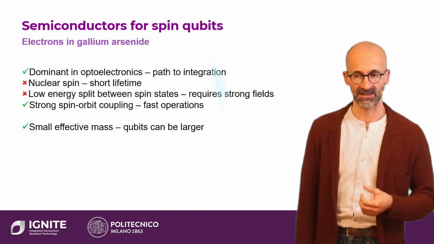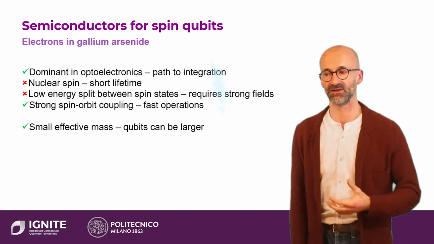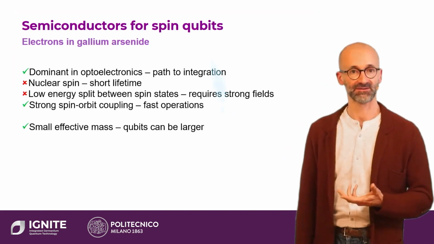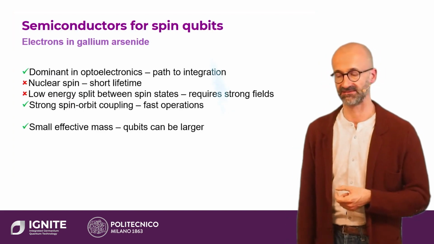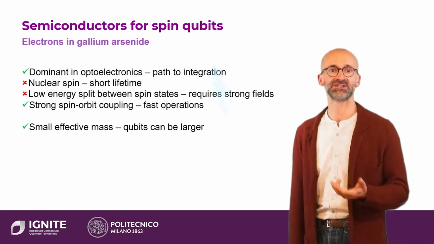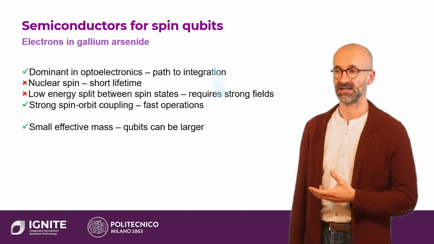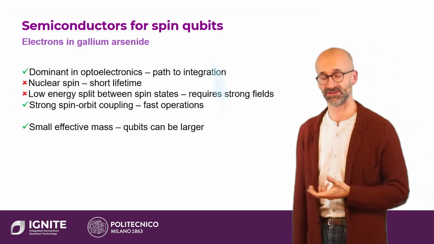However, both gallium and arsenic have nuclear spin, and this means that the hyperfine splitting causes the lifetime of spins of electrons to be very short because there is this random varying magnetic field effectively in the material. And in this case also, the energy splitting between the spin states is relatively weak for electrons in gallium arsenide, which again requires strong magnetic fields.